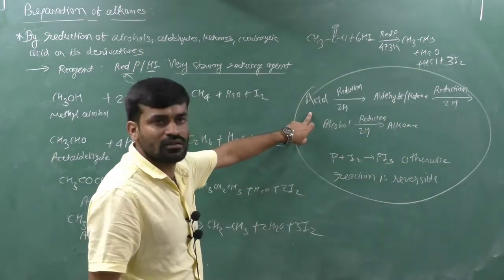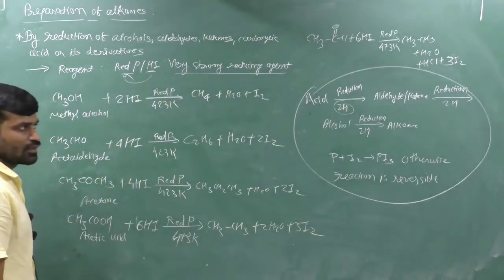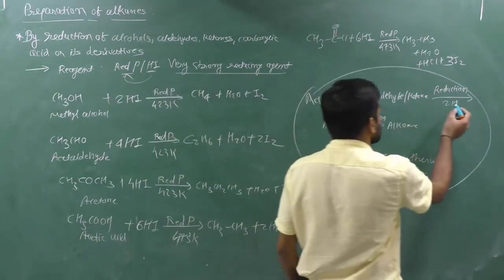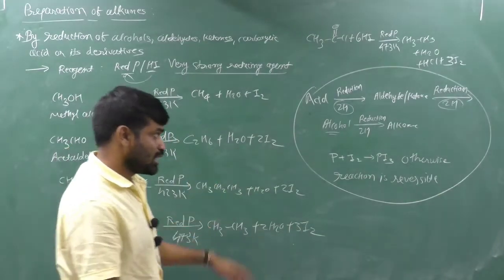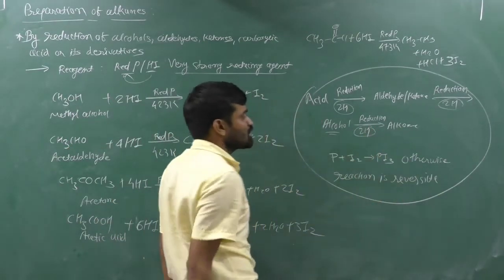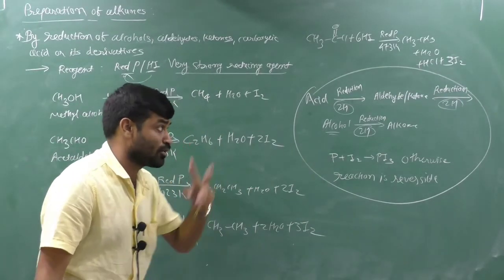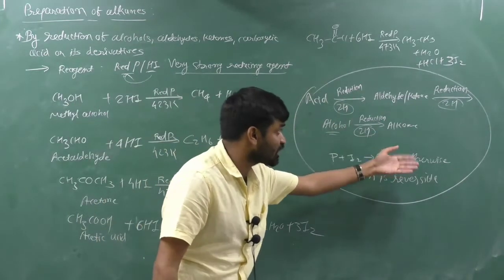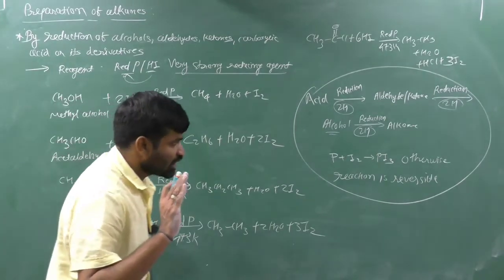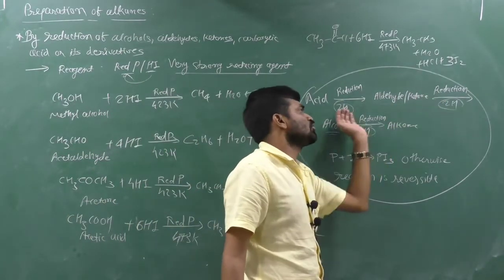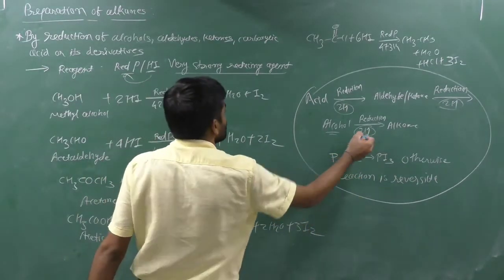If we have an acid, it can be reduced to aldehyde and ketone with the help of 2 hydrogen. Clear? If we have aldehyde and ketone, it is reduced to alcohol with 2 hydrogen. If we have alcohol, it is reduced to alkane with 2 hydrogen. So alcohol to alkane requires 2 hydrogen, aldehyde to alkane requires 4 hydrogens because 2 and 2 is 4, and acid to alkane directly requires 2, 4 and 6 hydrogens. Clear? The question is that here, for reduction purposes, only hydrogen is required.